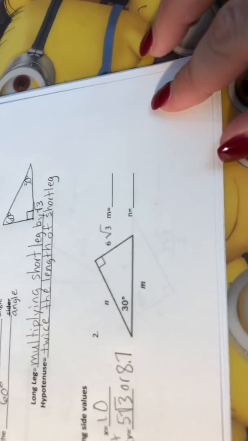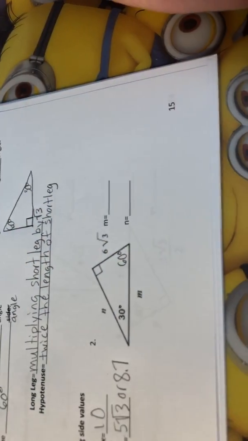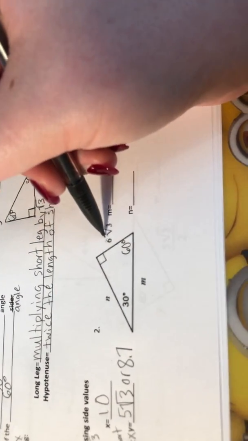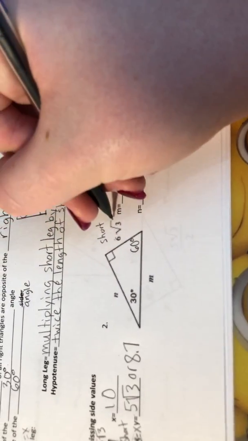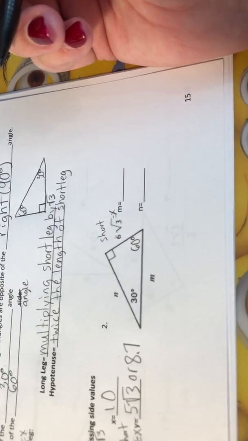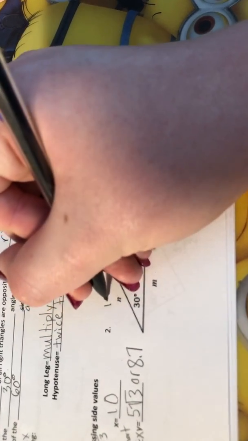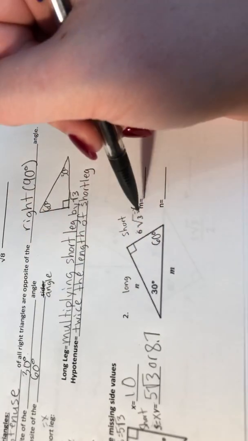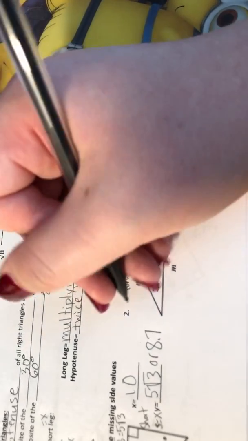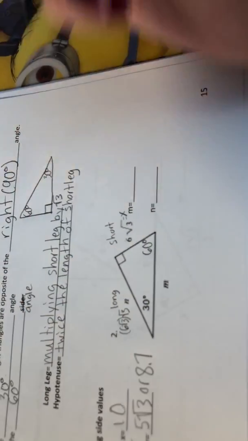For number 2, we're given 30 degrees, so we want to come over here and put our 60 degrees. Now this at 6 times the square root of 3 is across from 30, so we've already got our short side, which is x. Now we want to find our long side and our hypotenuse. Well, our long side, again, is across from our 60 degrees, and it is x times the square root of 3. So we've got 6 times the square root of 3 times the square root of 3.